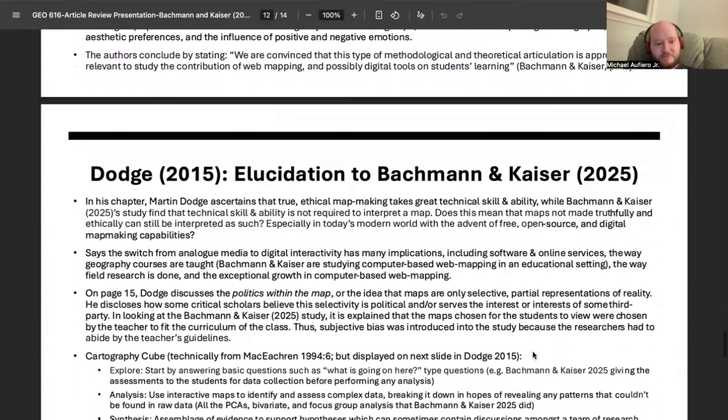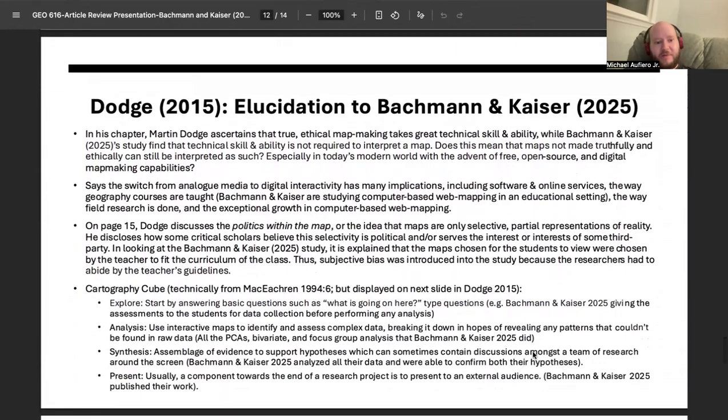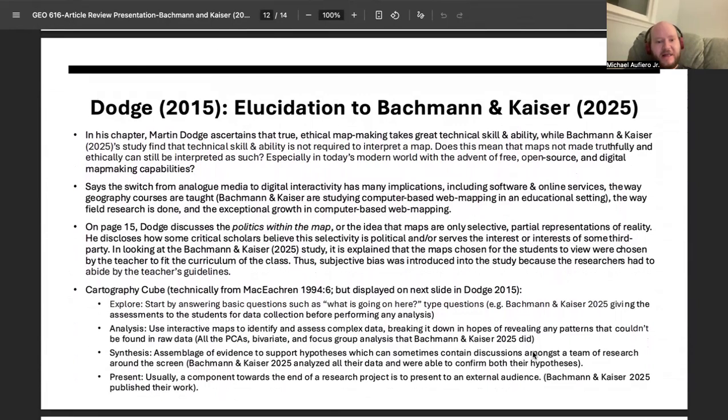Now we look at the textbook chapter. A few things that I want to highlight from the textbook chapter. It's about mapping and geovisualization. In this chapter, Martin Dodge ascertains that true ethical map making takes great technical skill and ability, while Bachmann and Kaiser find that technical skill and ability is not required to interpret a map.